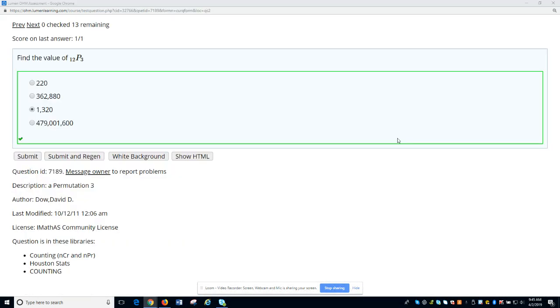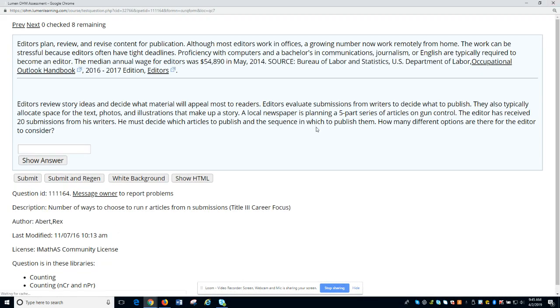Next question. All right, so the next question, we're given some information about a career of editor. So this top information just gives you information about what editors do and how much they earn. And now the second part of the problem actually tells you what the problem is.